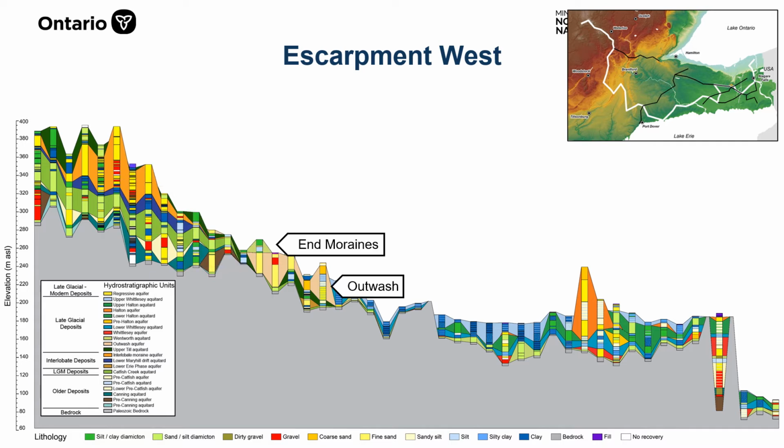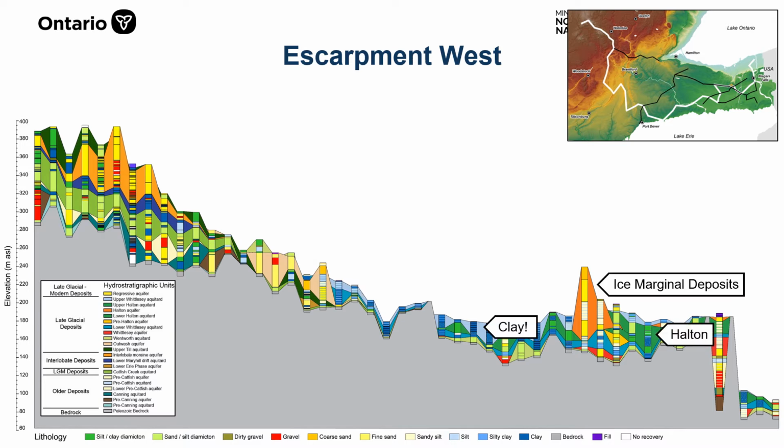As overall retreat continued, deposition shifted to a series of end moraines, including the Paris and Galt moraines. And finally, deposition shifted even further to the Niagara Peninsula, where glacial lacustrine clays, separated by a wedge of Halton deposits, dominate.